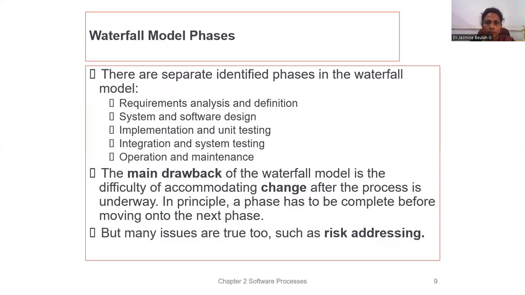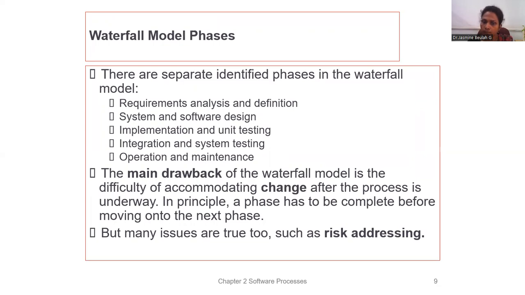And in the waterfall model, there are separate identified phases. As I told you, you have the requirements analysis and definition, the system and software design, implementation and unit testing, integration and system testing, and operation and maintenance. The major drawback of the waterfall model is the difficulty of accommodating change after the process is underway. In principle, a phase has to be complete before moving on to the next phase. When you want to move from one phase to the next, the previous phase has to be completed. Then only you can move on to the next phase.